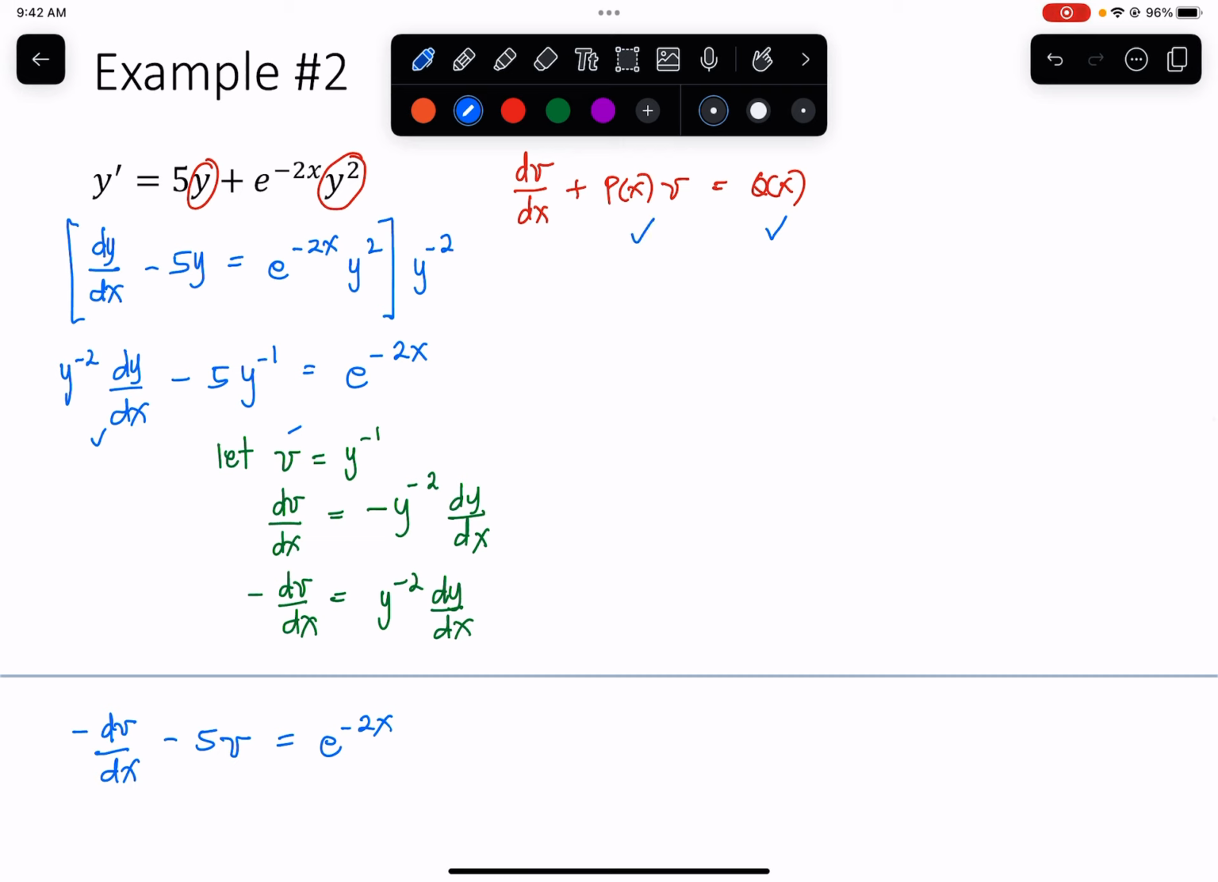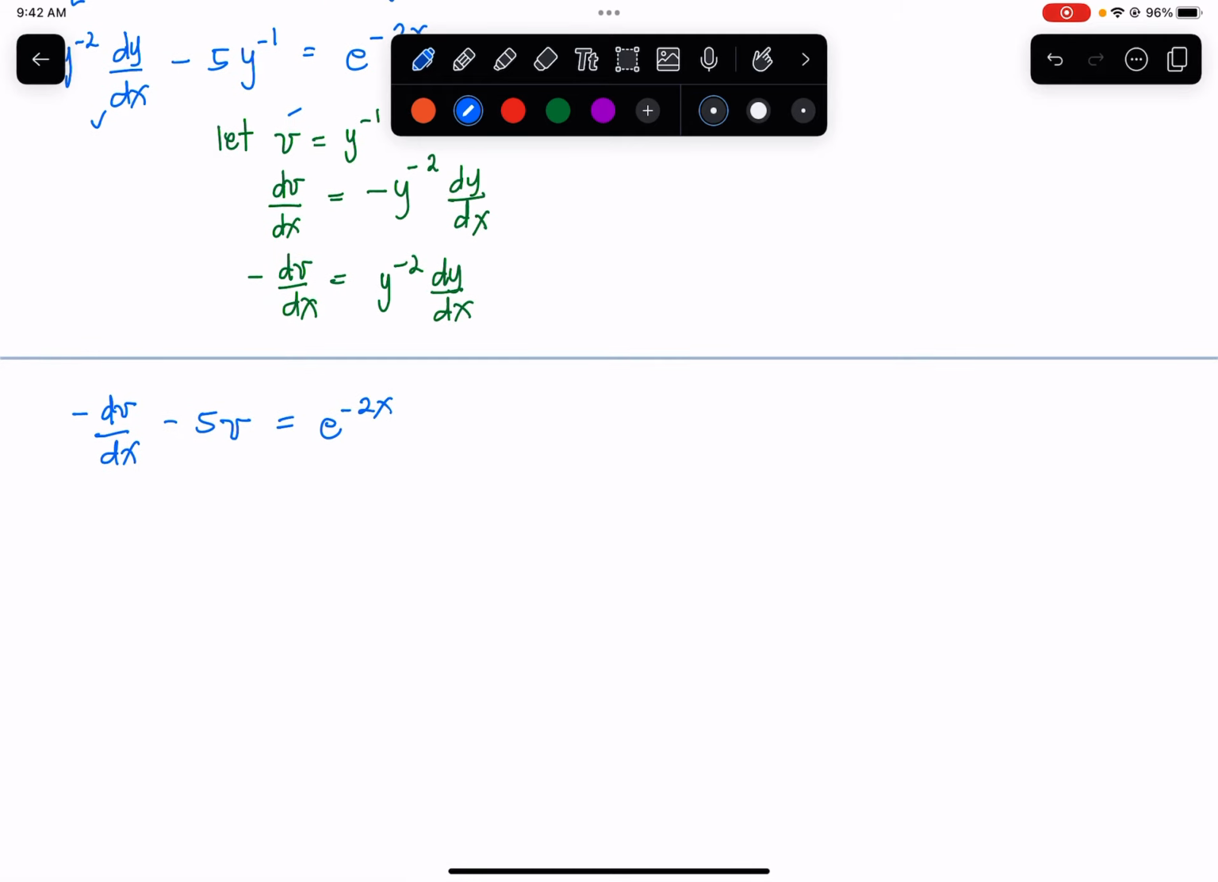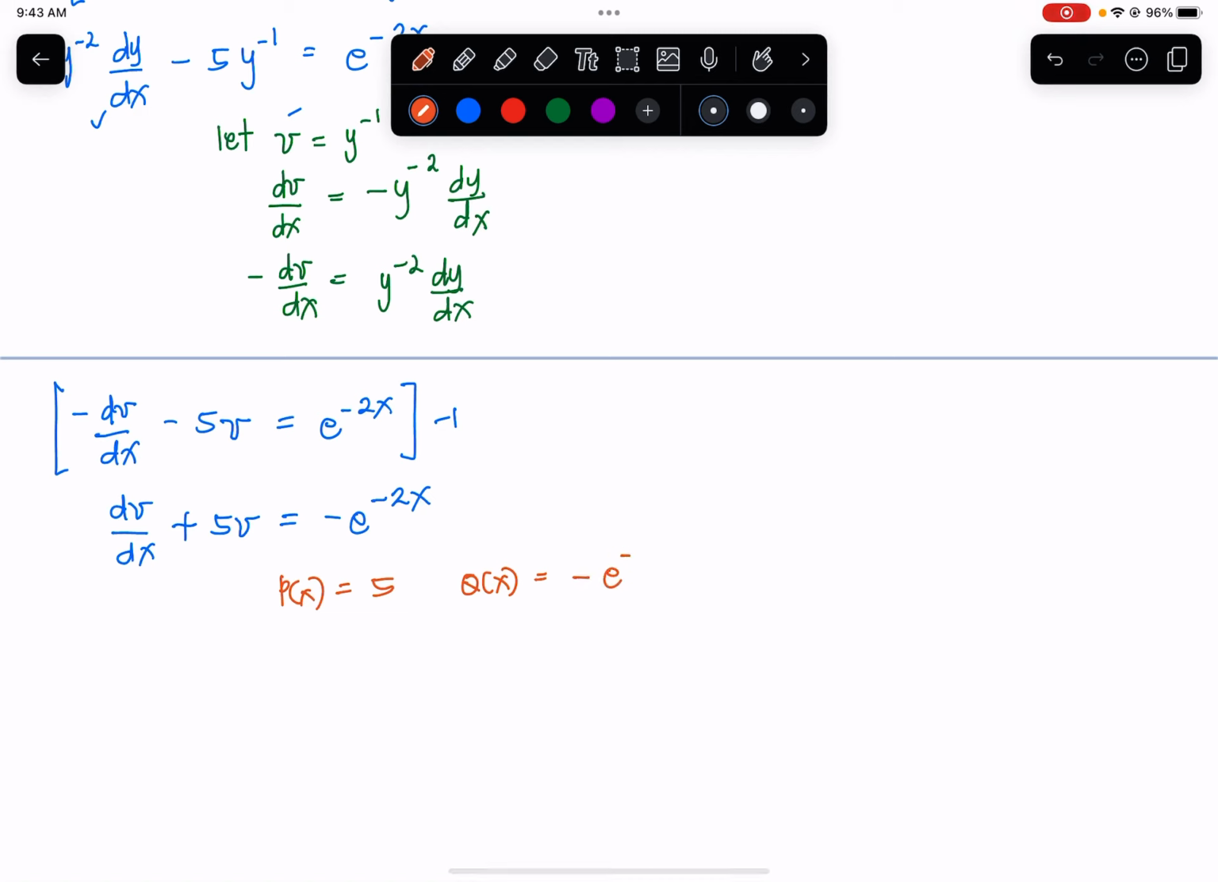And lastly, dv over dx should be positive, and without any coefficient. So we multiply everything by negative 1, giving us dv over dx plus 5v is equal to negative e raised to negative 2x. So now it's a linear equation. Our p of x is positive 5, and our q of x is negative e raised to negative 2x.